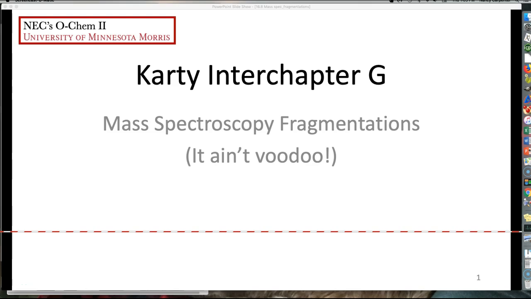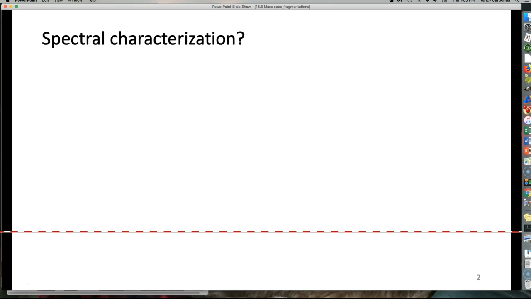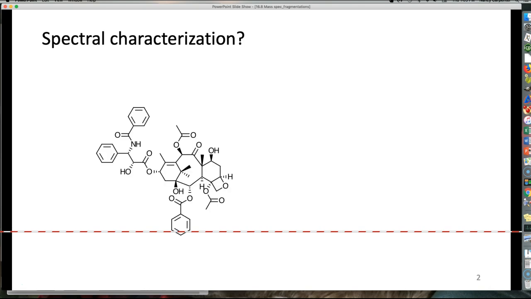My goodness, it's about time we got into the "it ain't voodoo" part of this mass spectral odyssey. So let's get started. You will recall that this is another tool in our spectral characterization of molecules. We have crazy wild molecules that we can use IR and NMR on, but one thing that IR and NMR can't do is give us the mass of the molecule.